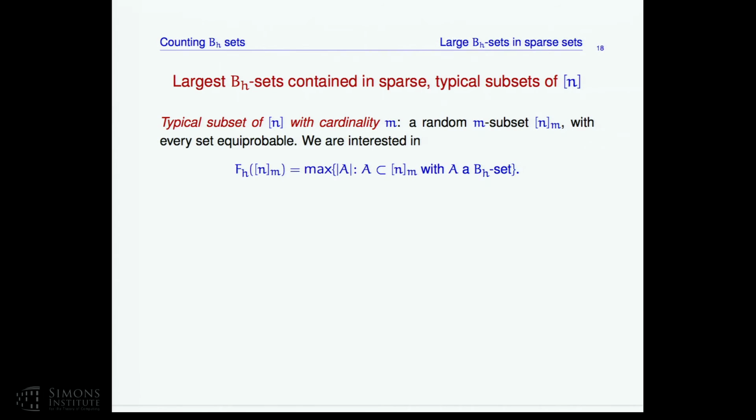And I'm interested in finding inside this [n]_m a B_h set of maximum size. So I want to know what kind of size you can find inside [n]_m. So that's the extremal function f_h of [n]_m. We were interested in this function. Actually, this is a random variable, of course, because [n]_m is a random object. And of course, if n equals m, you recover the original extremal function f_h of n.